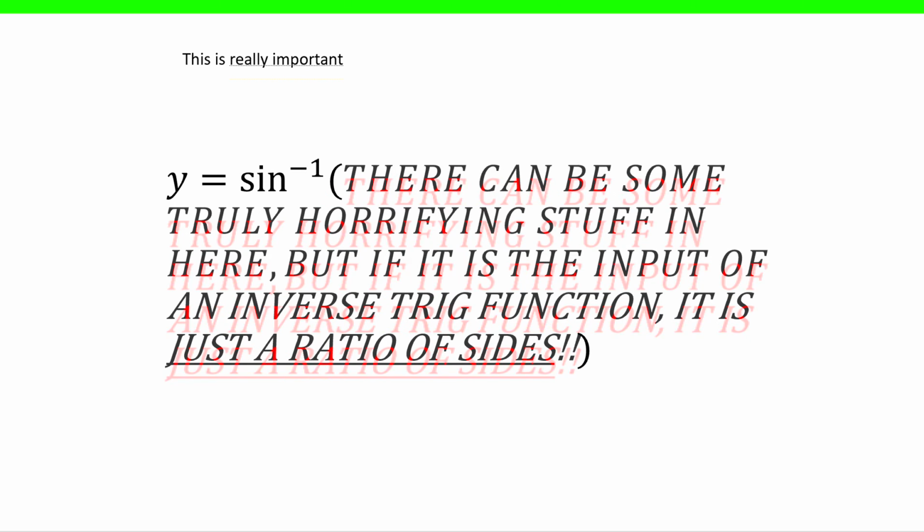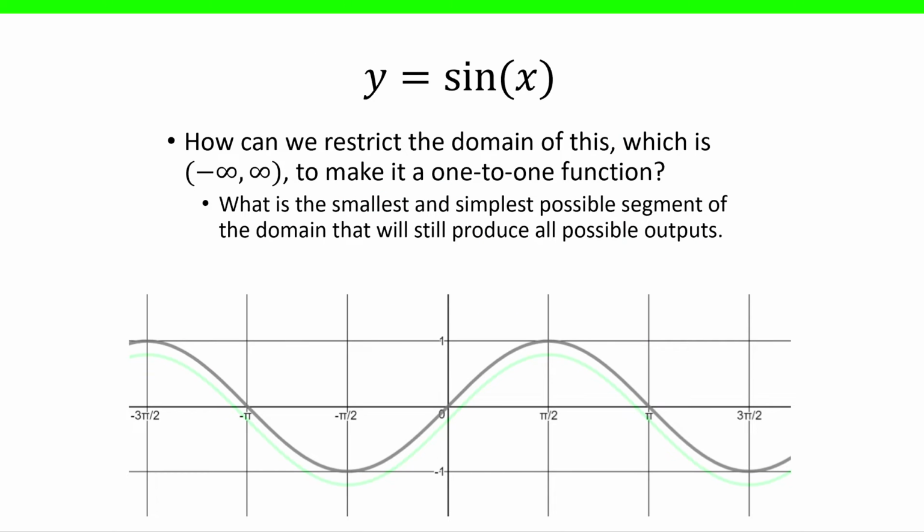Same thing for an inverse trig function, and this applies to all inverse trig functions, not just inverse sine or arcsine, but all of them. Whatever's inside the parentheses, called the argument, is just a ratio of side lengths. I promise you it's going to look at times like what's inside there is the farthest thing from a ratio of side lengths, but it is. That's what it is, okay? Just remember that.